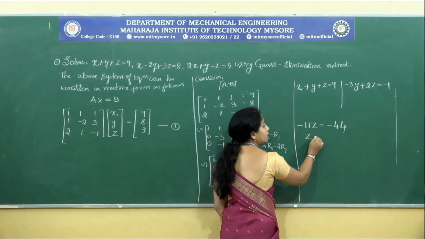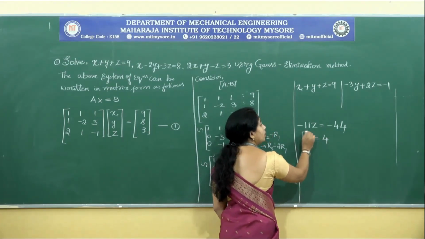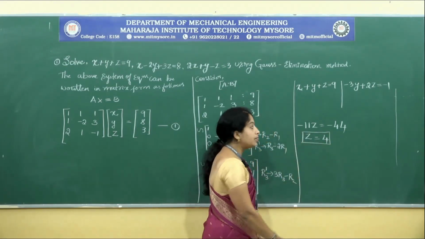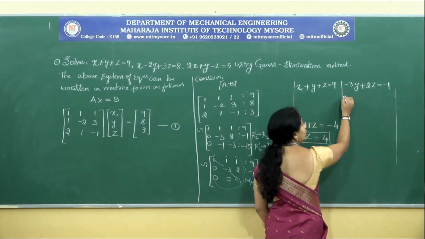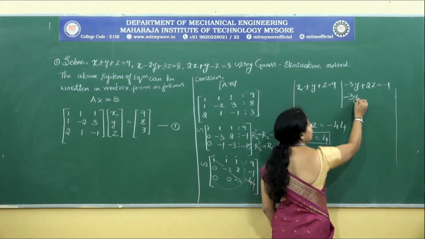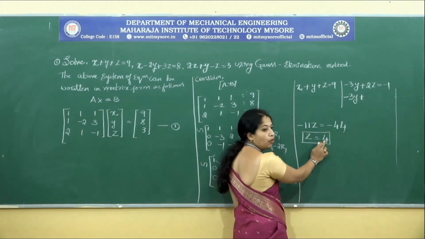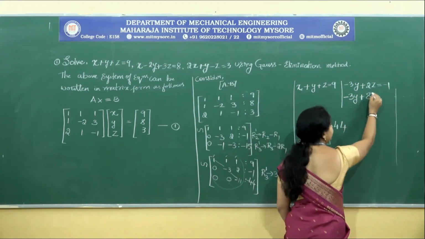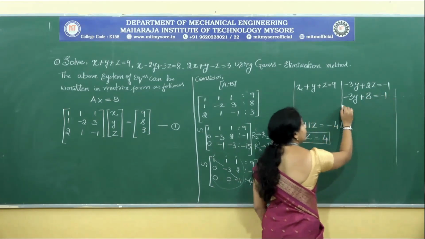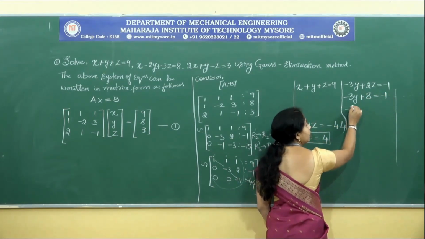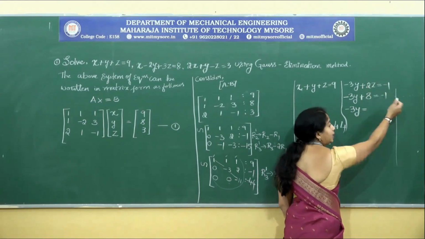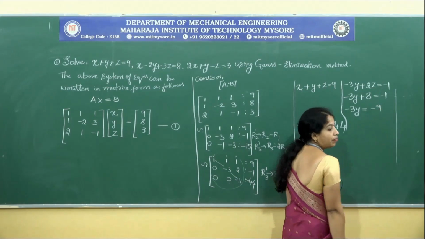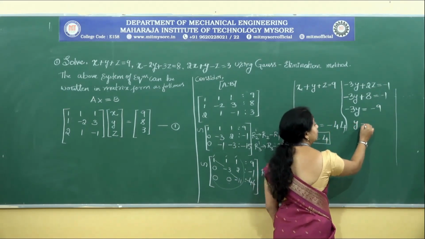The value of z is 4. We got the value of z. Substitute the value of z in the second equation, you will get minus 3y plus 2 times 4. 2 times 4 is 8 equals minus 1. Therefore, minus 3y equals minus 1 minus 8, that is minus 9. Therefore, the value of y will be 3.